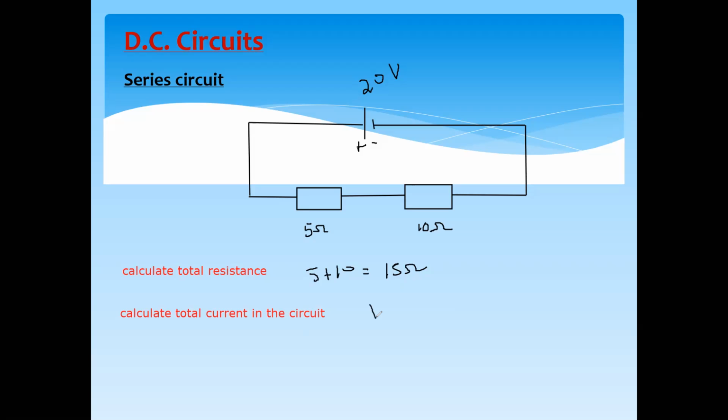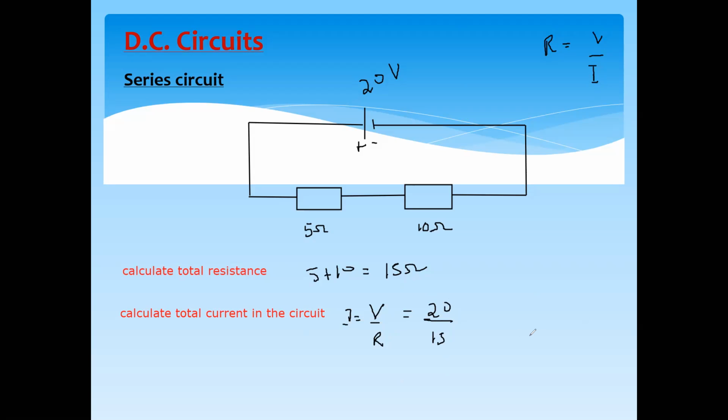We have the formula: resistance is the ratio between voltage and current, so current is equal to voltage divided by resistance. The total voltage is 20 and the total resistance is 15. So 20 divided by 15. What's the answer?